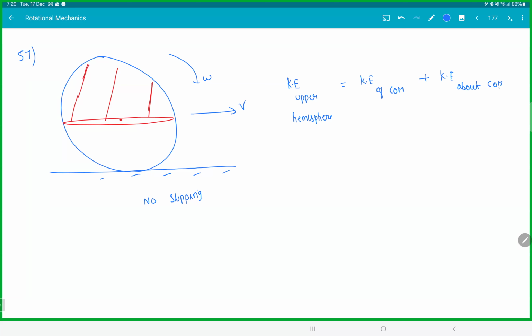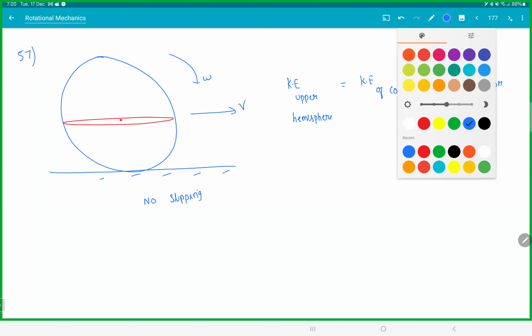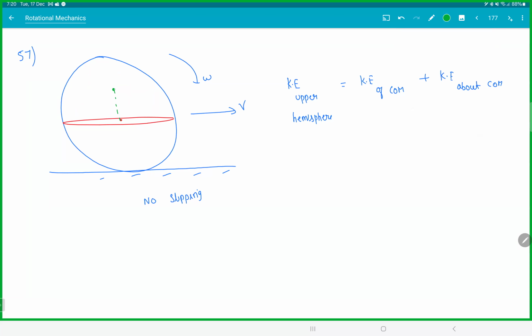Where is the center of mass for a hemisphere? For a hemisphere, the center of mass is somewhere here. 3r by 8. Someone did calculate, you got a good answer. Let's see, maybe you're right, or I don't know. I never calculated this thing completely. Speed is v plus 3r omega by 8.